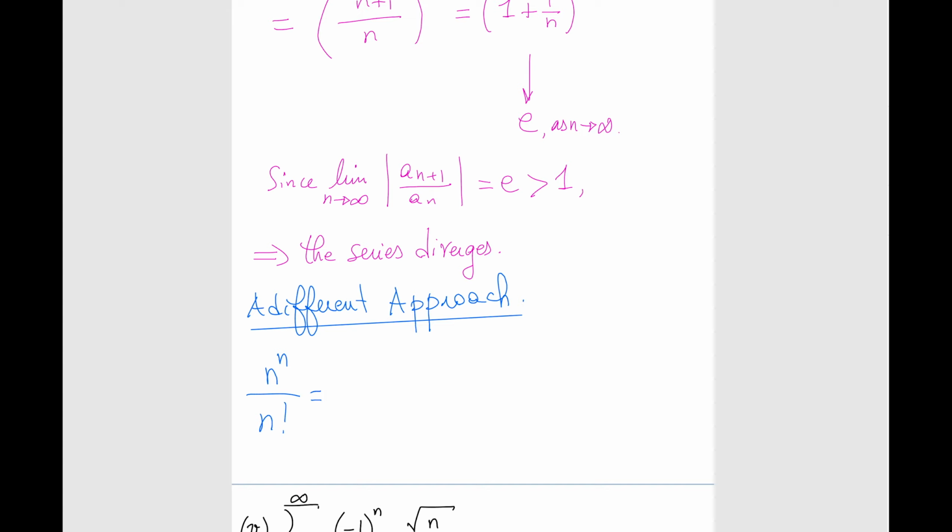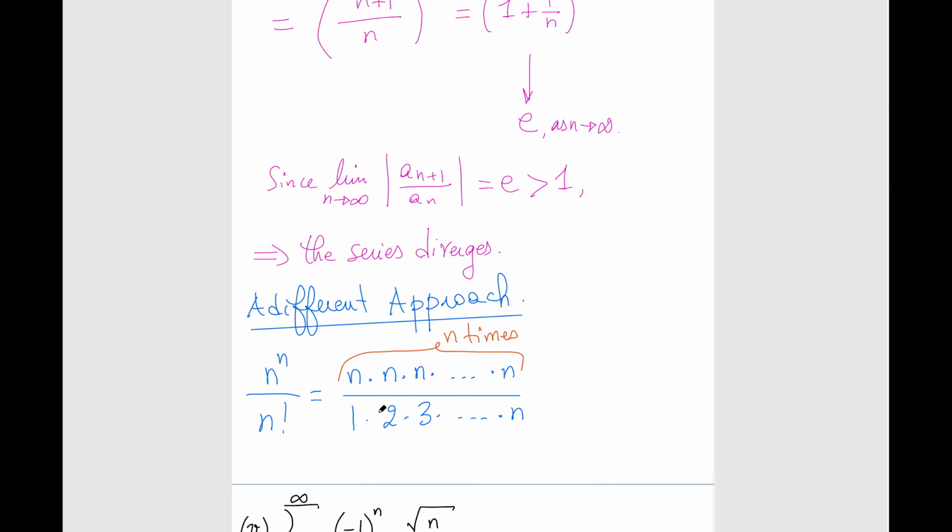Well, n^n is the same as n times n times itself n times, right? So again, how many times? n times. And downstairs, I have n factorial, and n factorial is 1 times 2 times 3 all the way to n. How many terms from 1 to n? n terms. So the same number of copies of n in the numerator, I have the same number of factors downstairs. The number of factors upstairs and downstairs match.